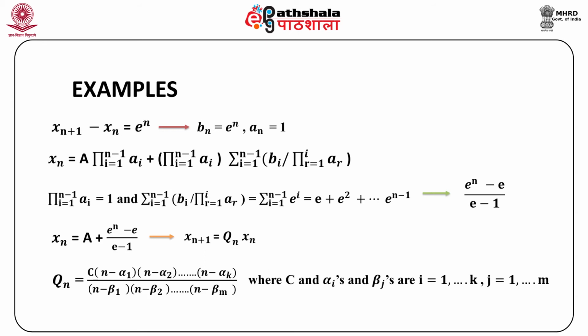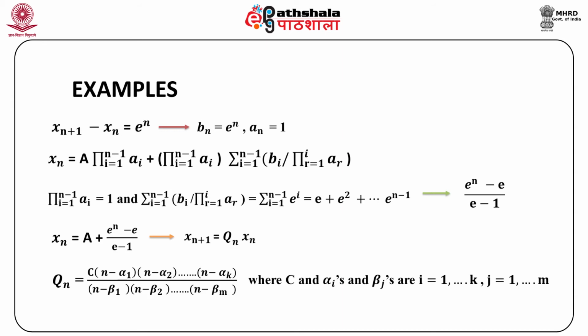n minus 1 of e to the power i, which is equal to e plus e squared right up to e raised to the power of n minus 1, which is a finite geometric progression with a common ratio e whose sum is given by e raised to the power of n minus e divided by e minus 1. Hence the general solution to the given equation is xn equal to a plus e raised to the power of n minus e divided by e minus 1.